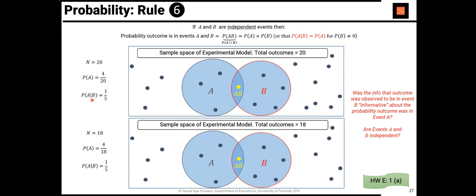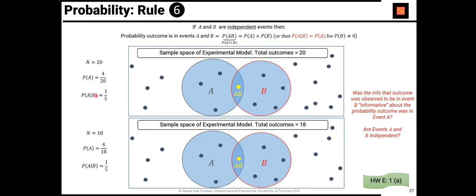So the question was: you sending me a message that, hey, you saw an outcome in event B, useful or useless? In which of these two cases? And the answer is, here, you telling me that you saw an outcome which was in event B was completely useless when it came down to predicting the chance of the outcome being in set A. Because had you not sent me the message and I had to guess the probability of what you saw being in set A, I would have said 1 over 5.